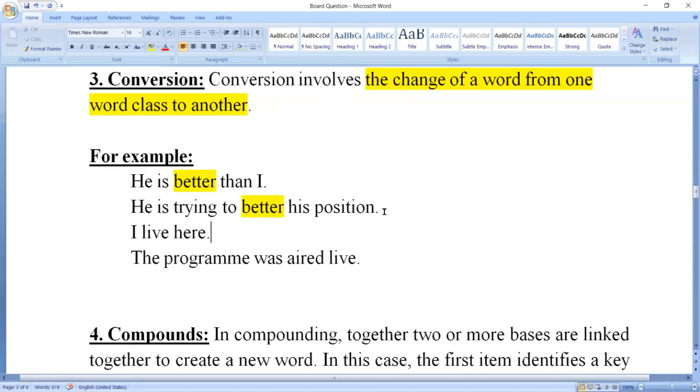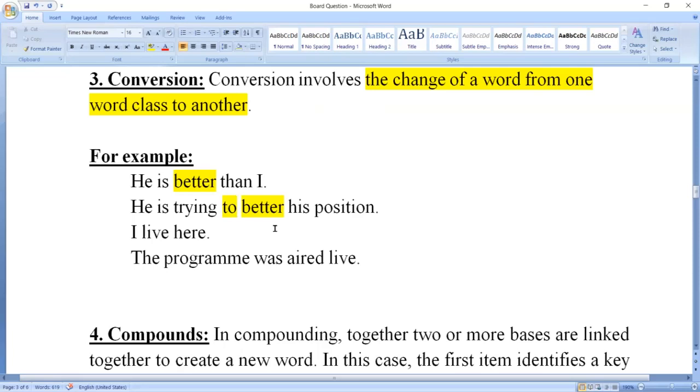He is trying to better his position. So here, by adding to with the word better, I have made it an infinitive to give the meaning to improve one's position. So here better is giving the meaning of development or progress or improvement. Okay, so in this way, by changing the word class or the part of speech, we can make a newer word, giving a new meaning. But we have to understand which word can be used in this way, because not all the words of English can be used in this way.